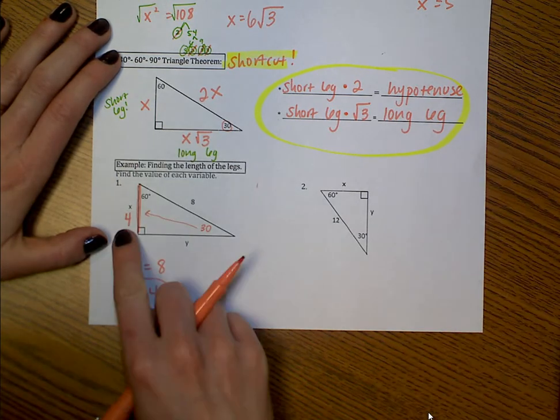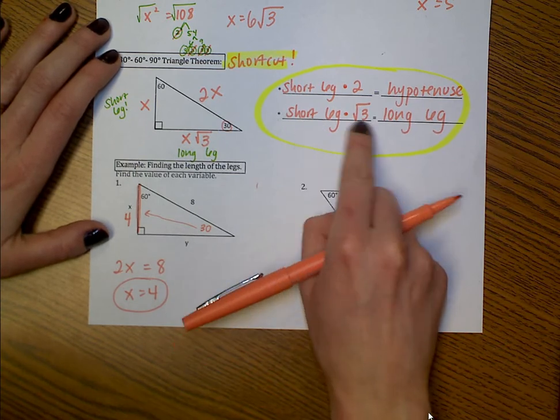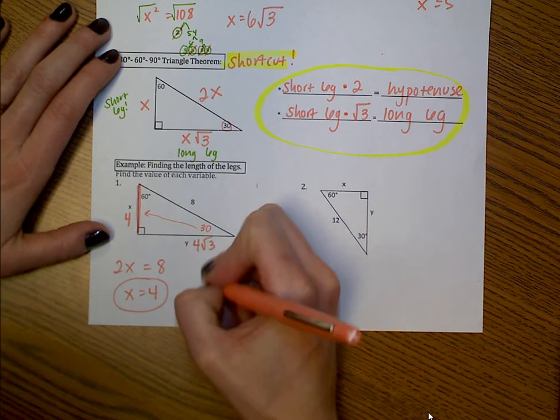I know then to get the longer leg across from the 60, if I do the short leg 4 times radical 3, that's the long leg. Do not overthink it, you guys. Why would just be 4 radical 3?